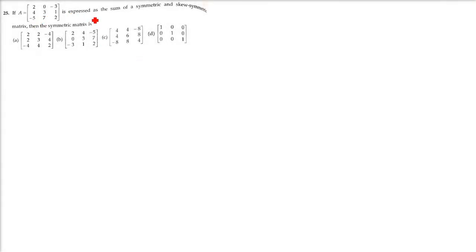A is expressed as the sum of symmetric and skew symmetric, then the symmetric matrices. So we have already done this type of question, whole process, but here only the symmetric matrix is asked. So symmetric will be half A plus A transpose, skew symmetric will be half A minus A transpose. We just have to find out S equals half A plus A transpose. That will be the symmetric matrix.